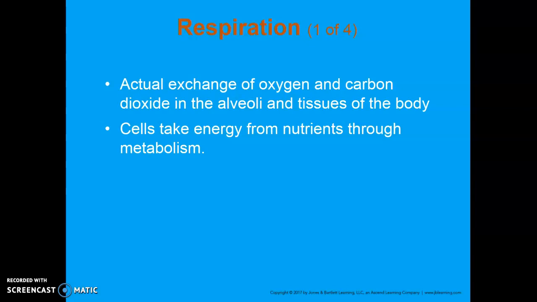Respiration is that final step. This is the exchange of oxygen and carbon dioxide in the alveoli and then also in the tissues throughout the body. This is how you actually keep your body running. You have to have sugar and you have to have oxygen in order for your body to run.